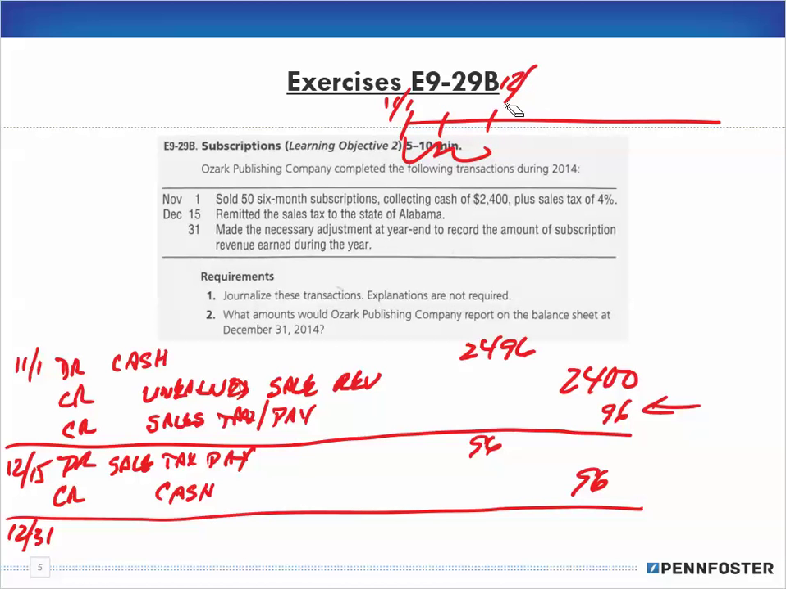and they're using December 31st, right? So this is 11/1, this is 12/1, right? So that's 1 month, and then from 12/1 to 12/31, that's 2 months, out of the remaining 6-month period. 1, 2, 3, 4, 5, 6. So this is the 6-month period. So 2 months out of that, we have to make an adjusting entry to record the amount of subscription revenue earned during the year because 2 months have gone by, right?